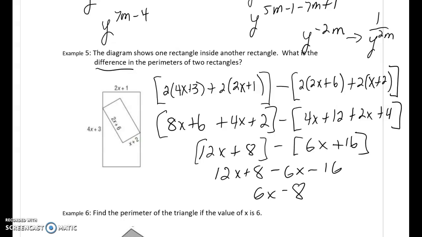All right, so when we simplify, that means we're going to distribute. We're going to combine like terms. And because we're subtracting a polynomial, we're going to add the opposite, or distribute the negative. And then one last time, combining like terms to get the difference of the two perimeters of the rectangles.